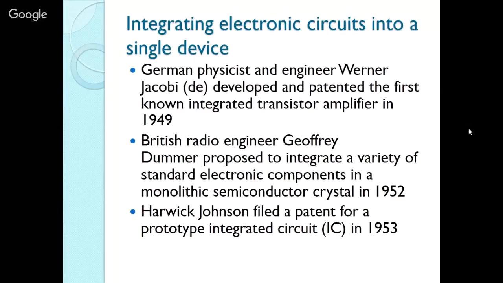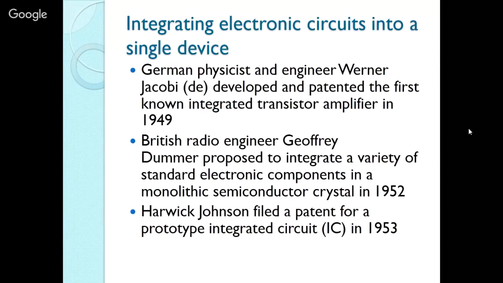Now, in the 1940s, the electronic computers we were using were more or less using vacuum tubes. And then came the era of ICs. It was in the 1950s that the integration of electronic circuits into a single device began. The first known integrated transistor amplifier in 1949 was made by a German physicist and engineer, Werner Jacobi, followed by a British radio engineer, Geoffrey Dummer's proposal to integrate a variety of standard electronic components in a monolithic semiconductor crystal in 1952. Harwick Johnson filed a patent for a prototype IC in 1953.